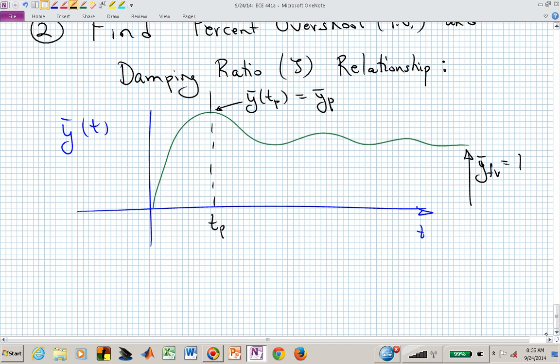Where does y bar peak? What time? Time t sub peak. That's pretty easy, right? So the first peak of y bar of t occurs at time t equal to t sub p.